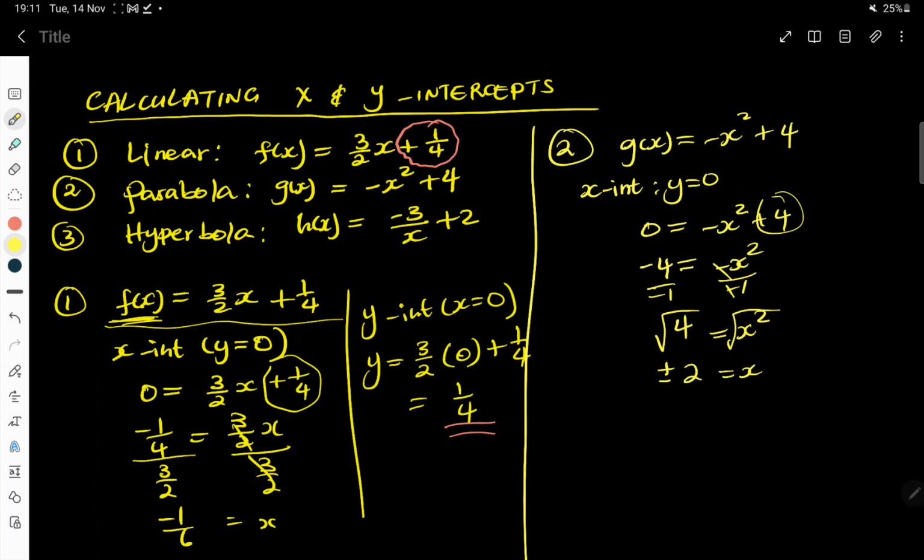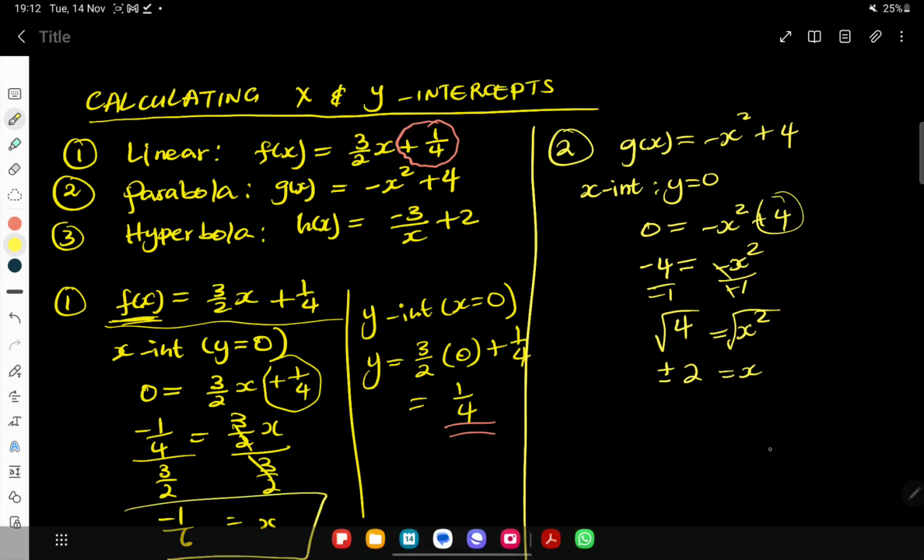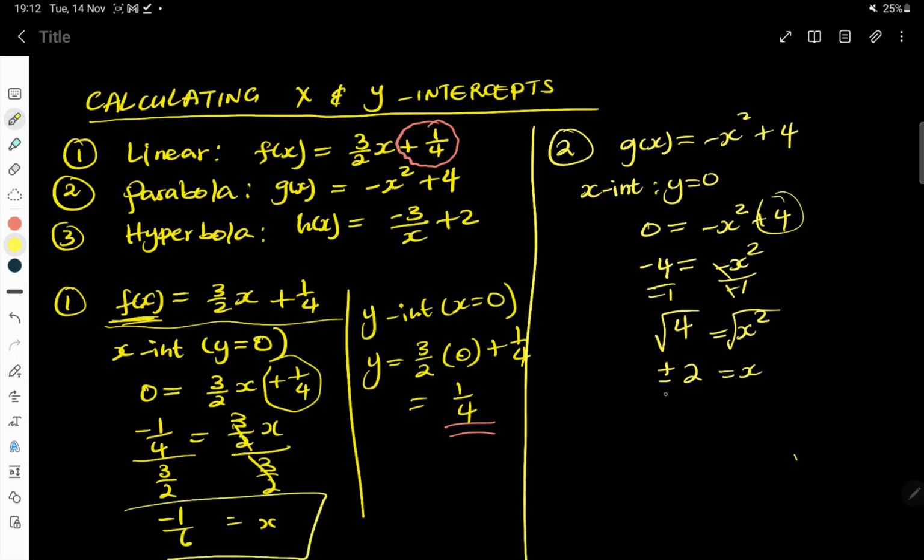So for the parabola, you're going to have 2 x-intercepts. For a straight line, it was only 1 x-intercept, and for a parabola, it's going to be 2. So x is equal to negative 2 or x is equal to 2. Very important. Those are the x-intercepts. You can write them in coordinate form: negative 2, 0 or 2, 0. They must be the same numbers but different signs.